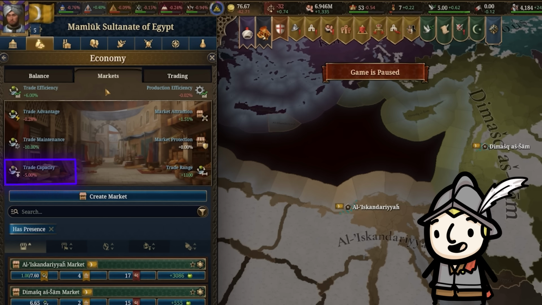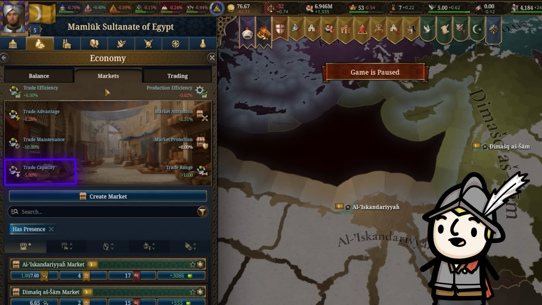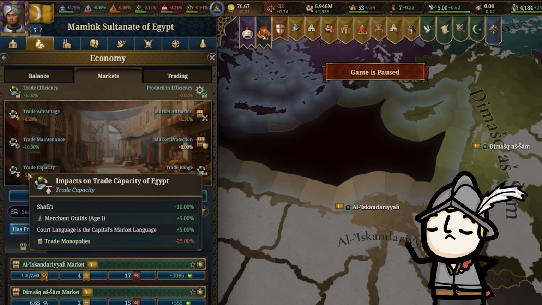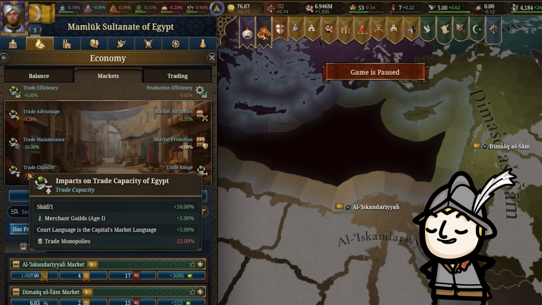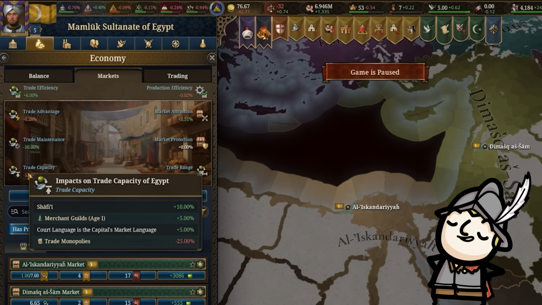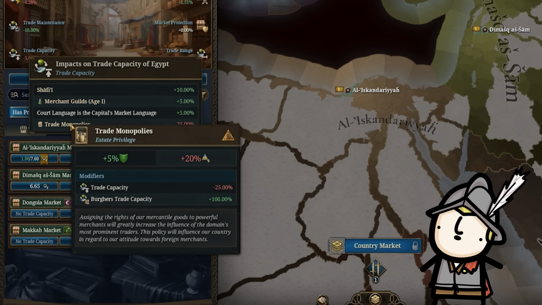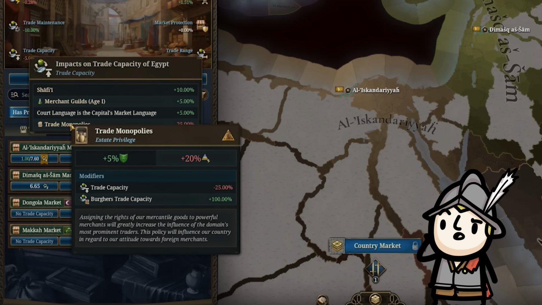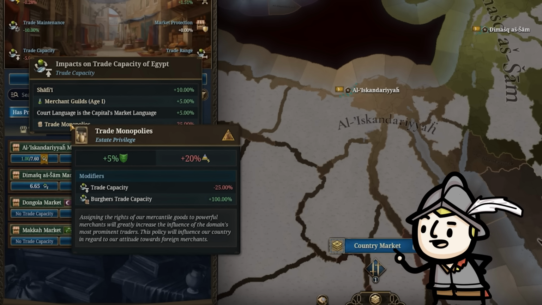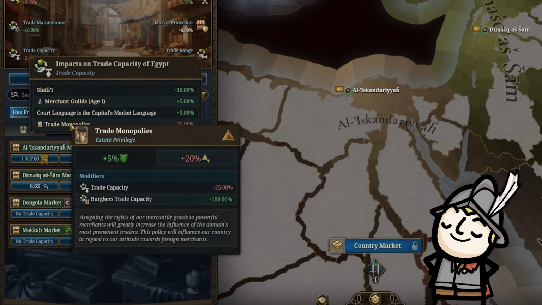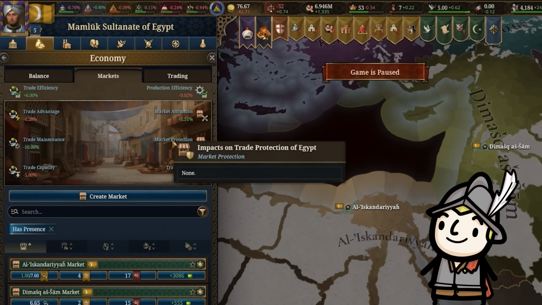Trade capacity is a modifier of how much actual trading we can engage in. Higher trade capacity, the more trading we can do. We currently have a negative modifier here. If we hover over, we can see that we have a lot of positives, but we also have one big negative of minus 25% from a policy. Now, this is a burgher policy, and you might think that burgher policy should help increase trade. And it does, in a way. It is reducing our national ability to engage in trade, but it is vastly increasing the estate's ability to engage in trade by themselves.